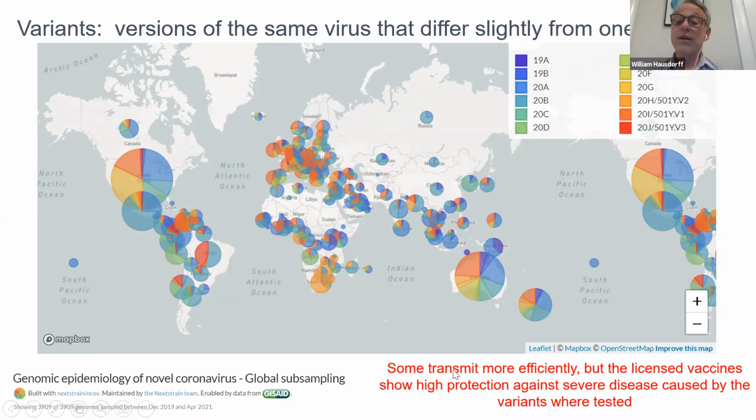Some of them transmit more efficiently. So if you go into a room and everybody's got the South Africa variant, you might be more likely to get it than if you go into a room and everybody's got the UK variant, or vice versa. So that's not good, but it doesn't necessarily mean you're more sick. It just means you're more likely to get it. And then it turns out that some of them might be a little more serious in terms of making you sick. But the key point, and if you remember anything of what I say, the licensed vaccines show high protection against severe disease caused by the variants where they've tested. So this is still true. It may not be true in 6 months. Maybe we'll find out, oh my God, there's a new variant, but it's still true. So these vaccines are great.